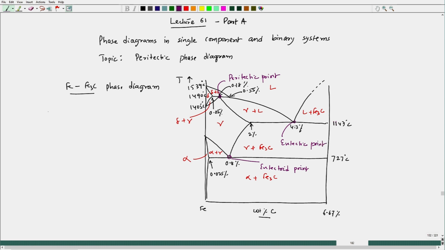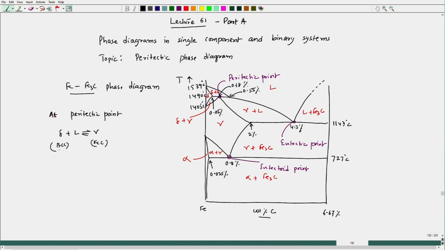Now, at the peritectic point, we have delta plus liquid going to gamma, and delta is BCC, gamma is FCC. These are the two crystal structures of delta and gamma. Now, with reference to the peritectic point, that particular zone, we have to see what the free energy composition diagram is.